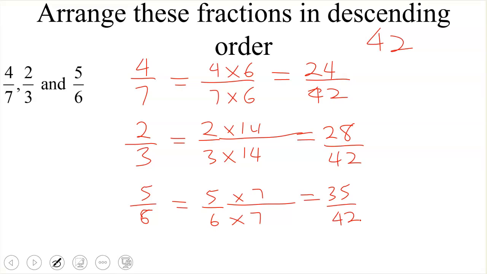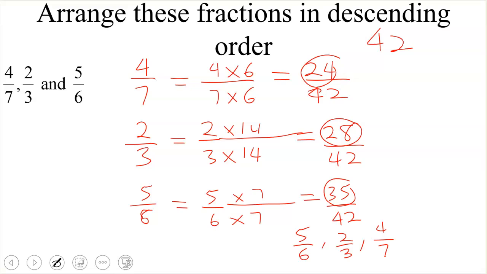What will be the greatest of all these fractions? And that is going to give us 35, followed by 28, followed by 24. So the greatest is 5 on 6. And we want to arrange this in descending. Descending means the greatest must come first. So 5 on 6, followed by 2 thirds, then followed by 4 sevenths. So this will be the answer for that.